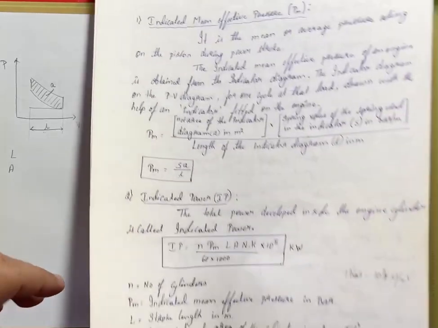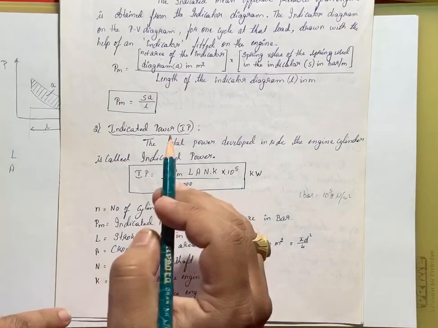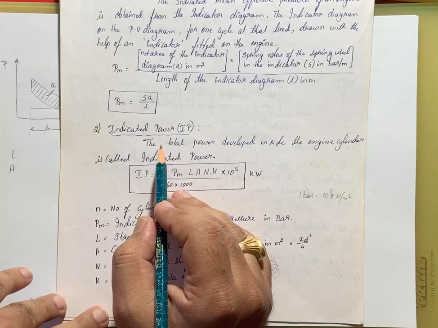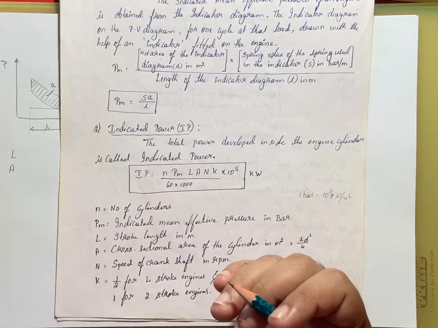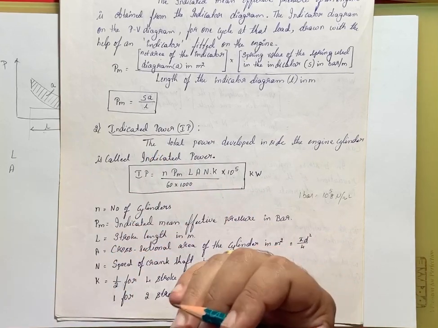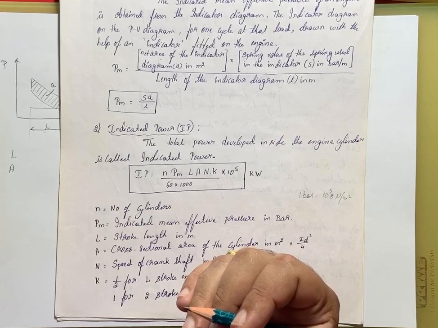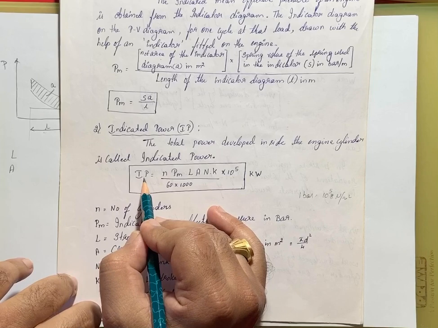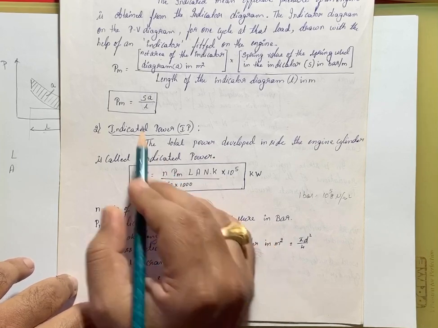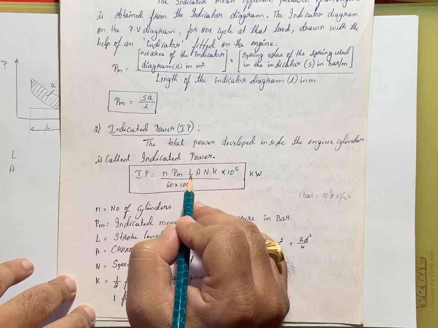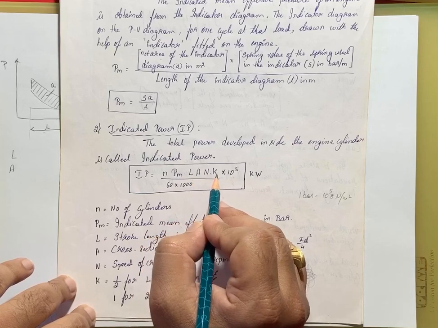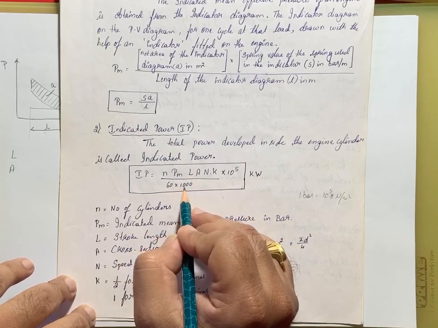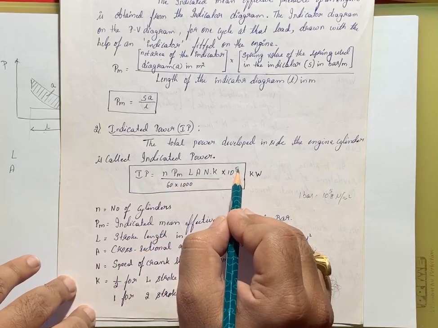Okay. Next one is the indicated power. Indicated power is nothing but the total power developed inside the engine cylinder. We call that the indicated power. To find that, we have the formula: IP, the indicated power, is n Pm L A N divided by 60 into 1000 into 10 raised to 5.